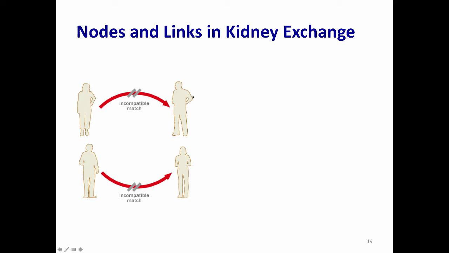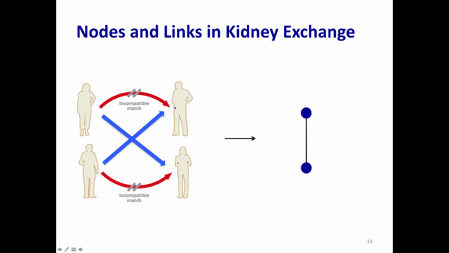So this guy here is a patient who needs a kidney and his sister is willing to donate him a kidney, but it turns out that they are blood type incompatible. This woman here also is a patient who needs a kidney. Her brother is willing to donate her a kidney, but it turns out that they are blood type incompatible. And it turns out that the donor of this pair can donate a kidney to the patient of that pair, and the donor of this pair can donate a kidney to the patient of the other pair, so they can have a kidney exchange.